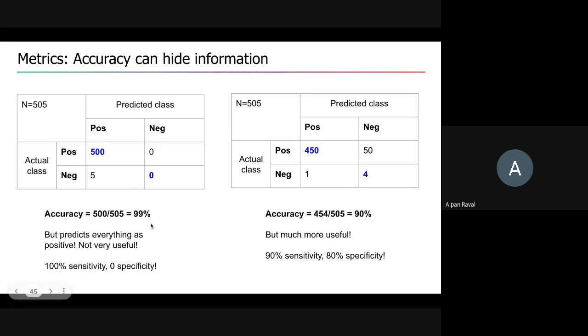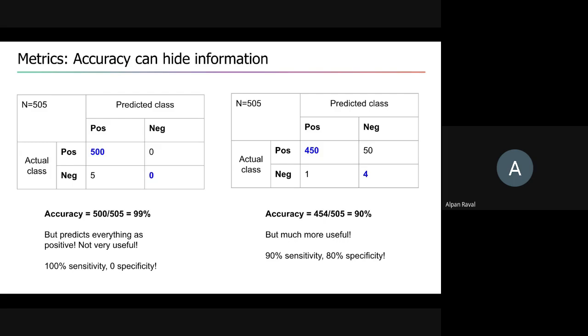So in the first case, what is the accuracy of this classifier? 99%. This is very similar to the previous example on spam that we had. It's got 99% accuracy. But what is it actually doing? It's predicting everything to be positive. That's all it is doing.